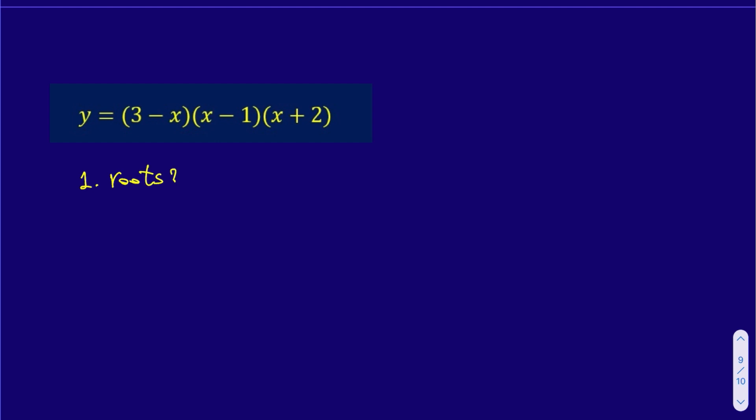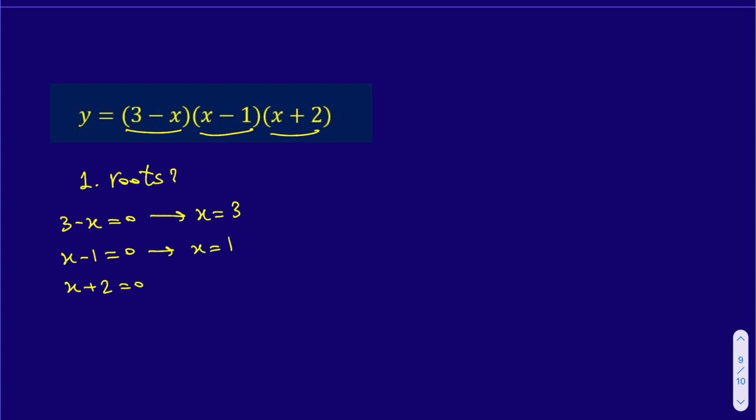In order to find roots, we need to set each parenthesis equal to 0. So we'll say 3 minus x is equal to 0, x minus 1 is equal to 0, x plus 2 is equal to 0. Here we will get x is equal to 3, here x is equal to 1, and here x is equal to -2. So these are the roots of this polynomial, okay?